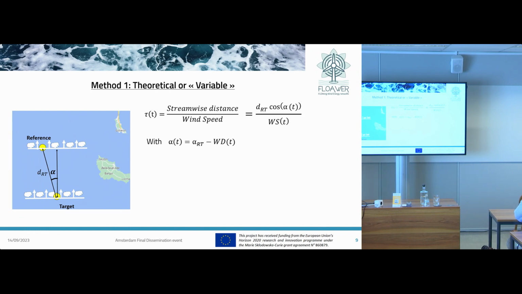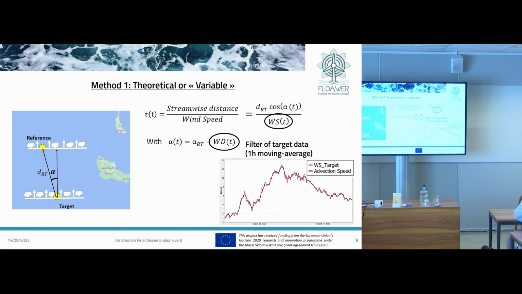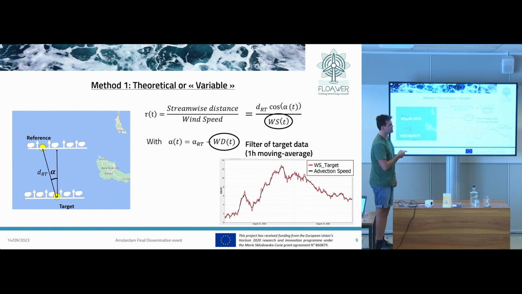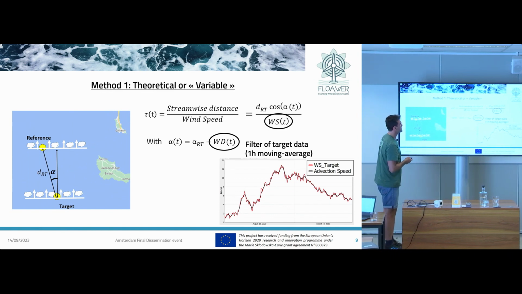So you can ask which wind speed and which wind direction I'm talking about here. Is it the one measured at the target or the one at the reference, an average? I did a filter of the target data. I took the data at the target, but as a 1 hour average, because I didn't want too much fluctuation. I wanted to represent the traveling time. So you can see in black the advection speed that I use. It's the wind speed at the target, which is 10 minutes initially, but averaged over 1 hour.